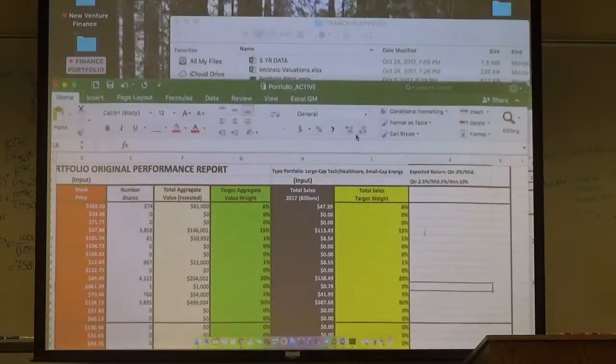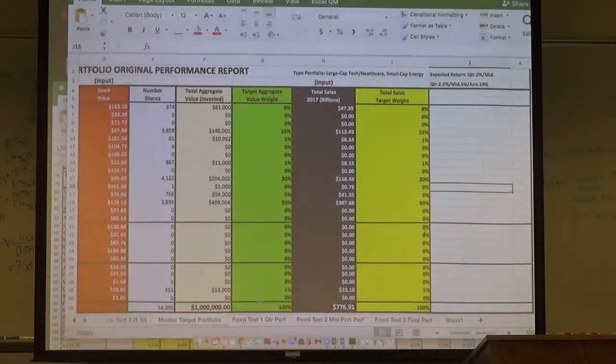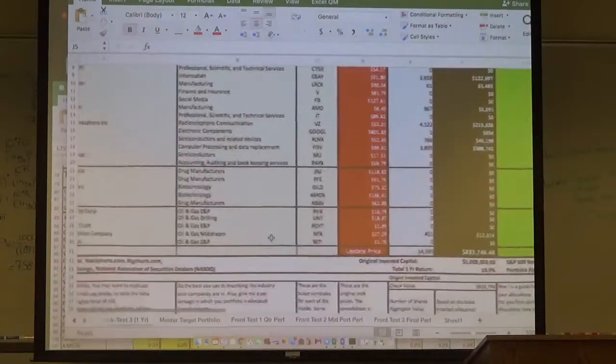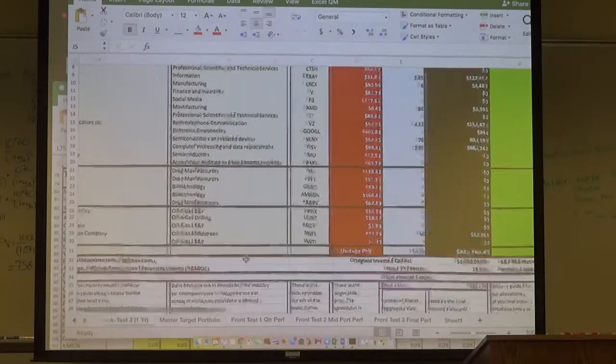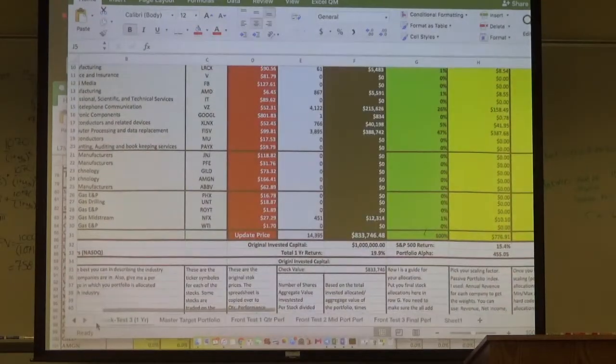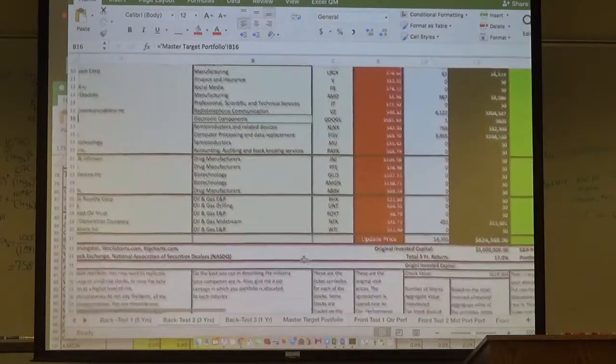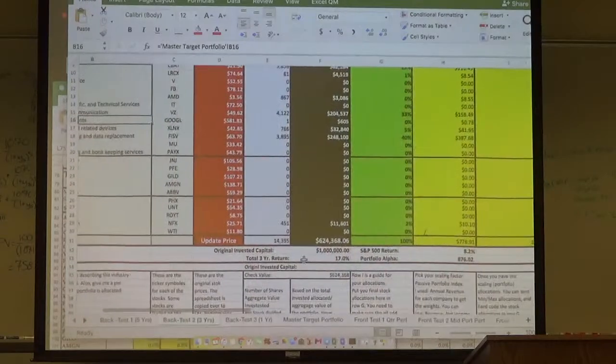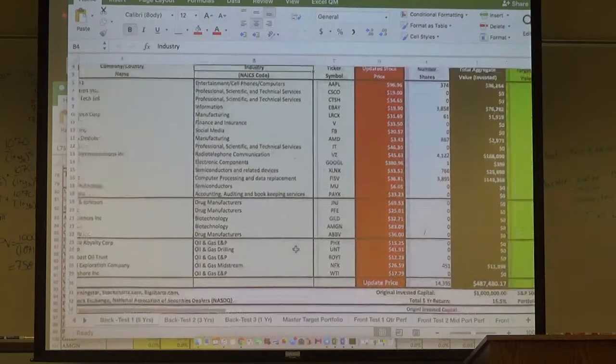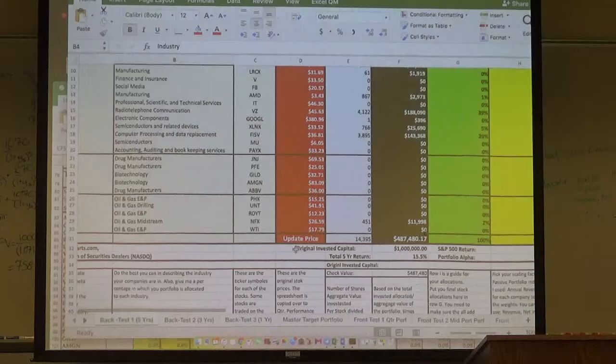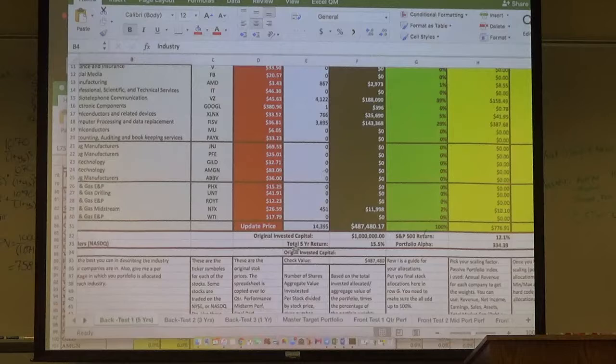So the 1 year return on the dynamic portfolio: 19. Okay, hold on now. And then what was your alpha? 455. Okay. And then give me your 3 year. 17 and 876. Got it. Okay. And the 5 year is 15.5, and 334. And then what was your portfolio style?